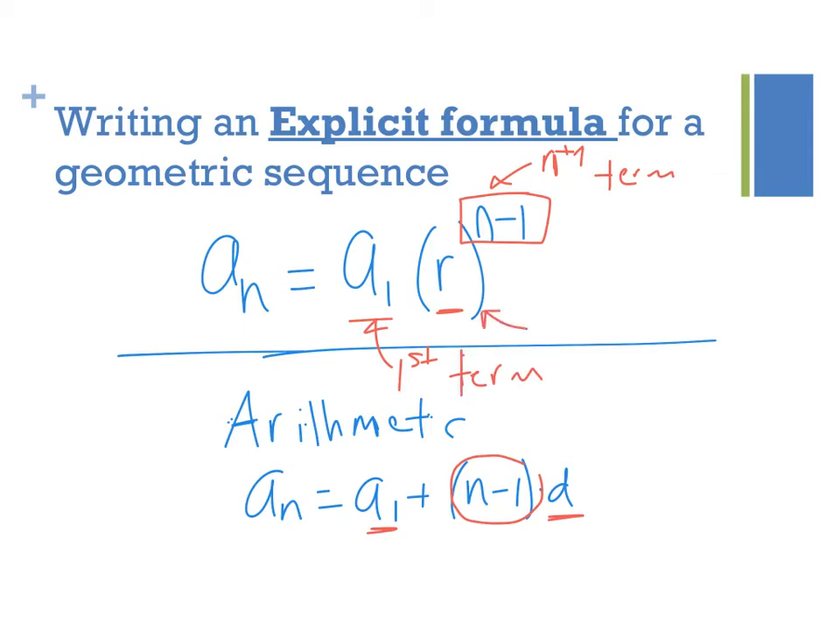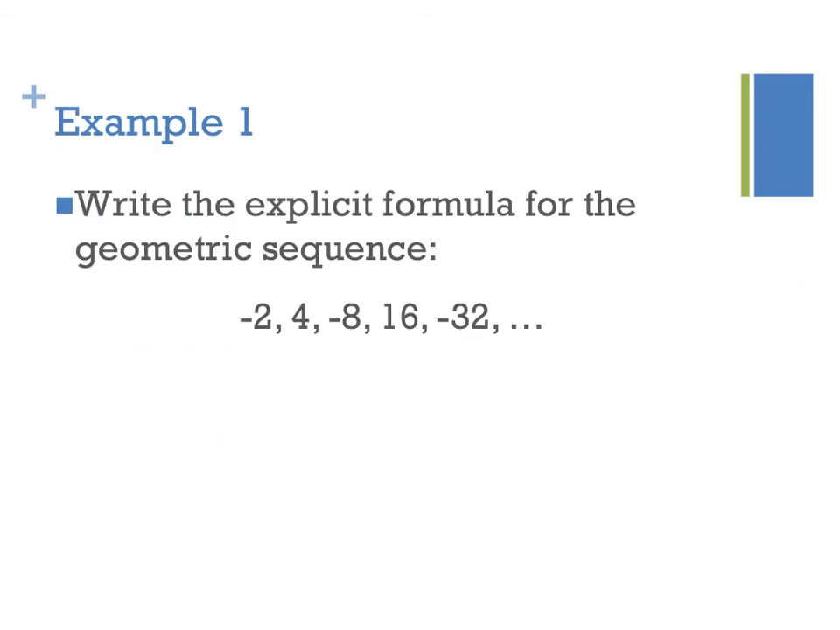And then that little r is now that common ratio, so what you're multiplying or dividing by. So let's get practicing some writing formulas here. So here's our first example. It says write the explicit formula for the geometric sequence below.